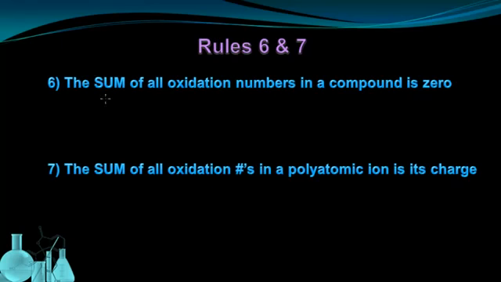Rule 6 says that the sum of all oxidation numbers in a compound is 0. Now the reason it's 0 is because compounds are neutral. They are neutral arrangements of elements. So let's look at an example of how to use this rule.